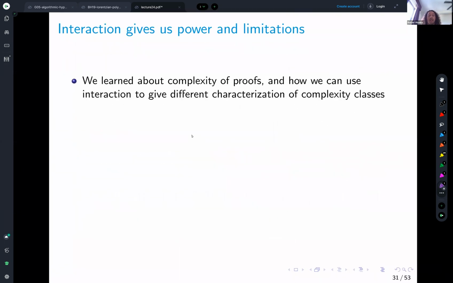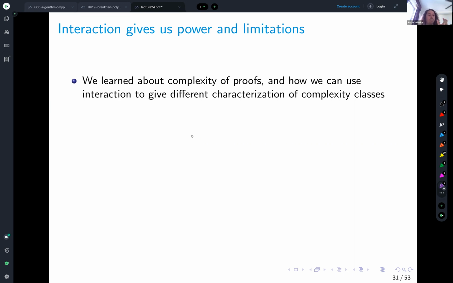All right. And so this is how we dealt with linear programs. And then we also learned that interaction can give us powers and limitations, right? We learned how to see certain complexity classes as proof systems, right? And what is a proof system? It's just an algorithmic way of checking the validity of certain statements, right? If certain statements are true or not, right?